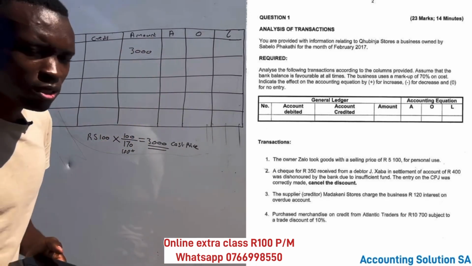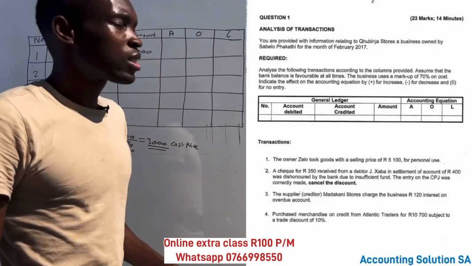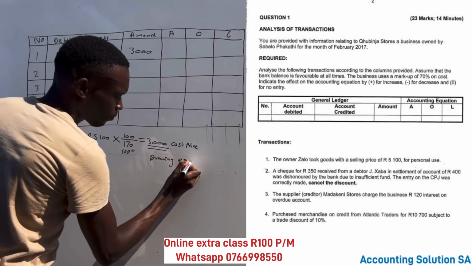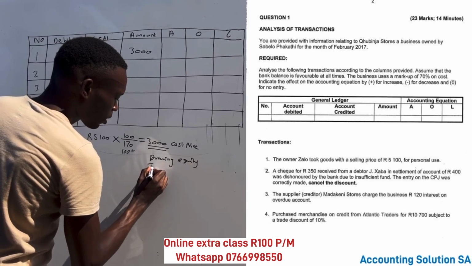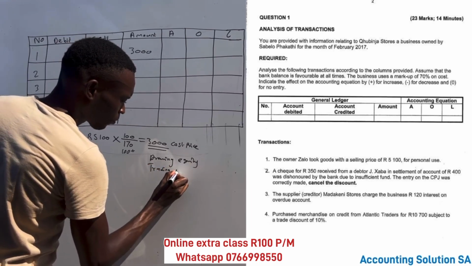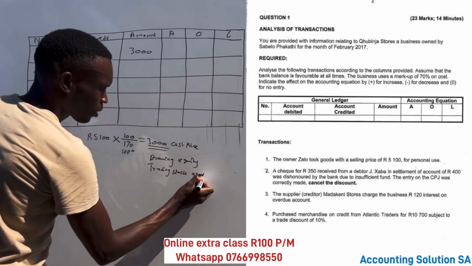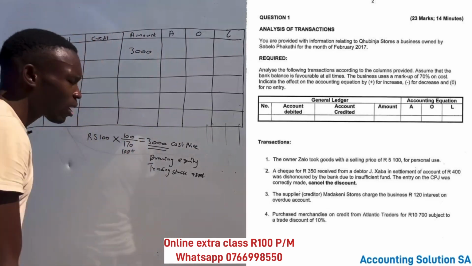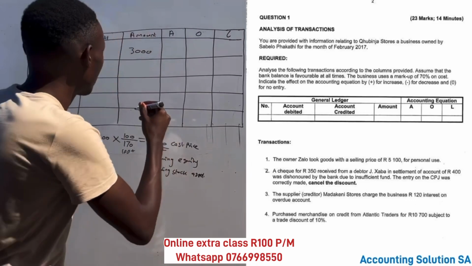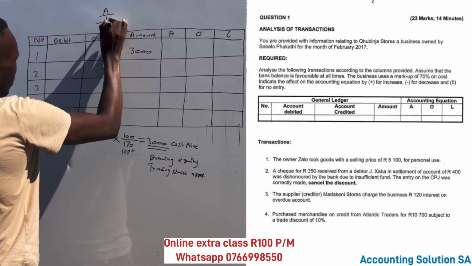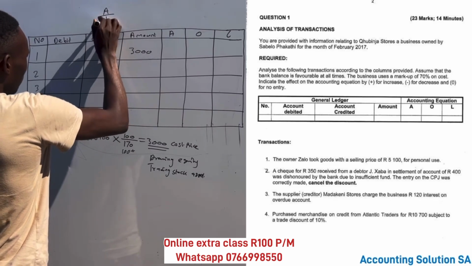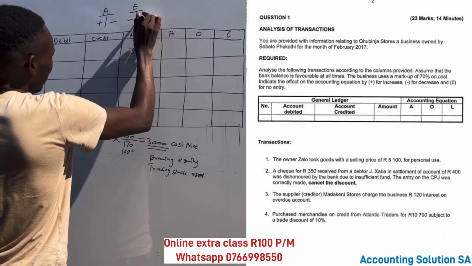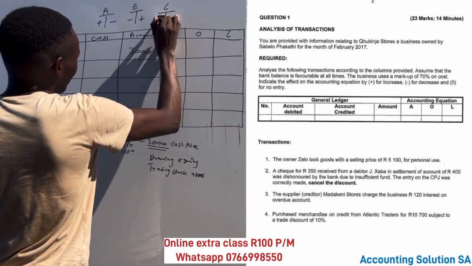Now, what are we going to debit? What are we going to credit? We have drawings and trading stock. Drawings is equity, and trading stock is an asset. Because the owner took an asset, our asset has decreased, and you know that assets decrease on the credit side. Assets: plus, minus. Equity: minus, plus. Liability: minus, plus.